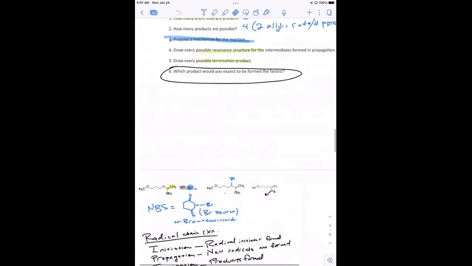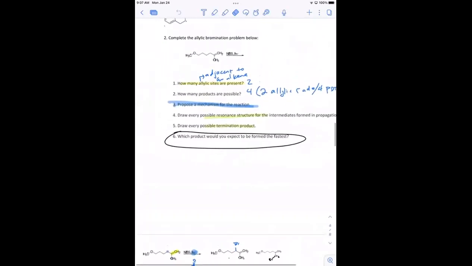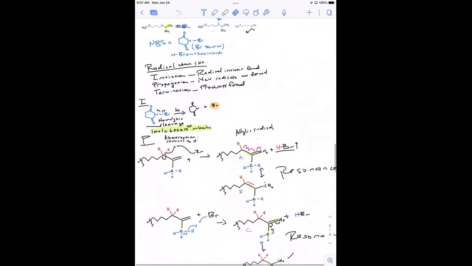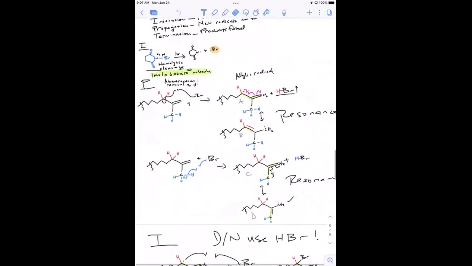All right, so let's look at another example, because I think we walked this one down pretty good. We went over some of the key points, and one of the main points is that if resonance is possible, resonance is going to happen. So you're going to get those intermediates during the propagation step that can rearrange by resonance to give you new intermediates. And whatever intermediates you generate in propagation, they will all be terminated.